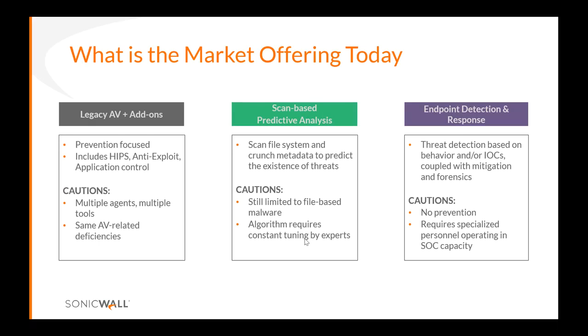We have lots of other models also, like HIPS, the host intrusion prevention system, which provides vulnerability protection. For that, we are using a different agent, and for application control, we are using another agent. So these are all the problems nowadays. Multiple agents are there, multiple tools are there, and the same AV-related deficiencies are there. So these kinds of problems are there, and this is how we are resolving today's problem.